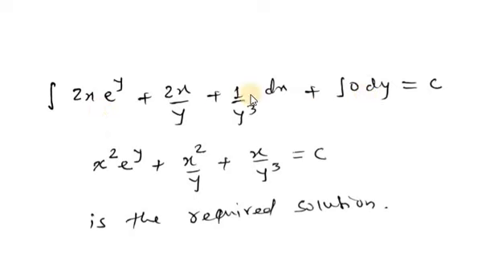Now integration of this function with respect to x keeping y constant: e raised to y is constant, integration of x is x square by 2, so 2 will cancel out. Integration of x is x square by 2, 2 will cancel out, and upon y is constant, plus 1 upon y cube is constant, and integration of 1 is x. And integration of 0 with respect to y, the answer is 0, and that equals c. So this is the required solution. Thank you for watching this video.